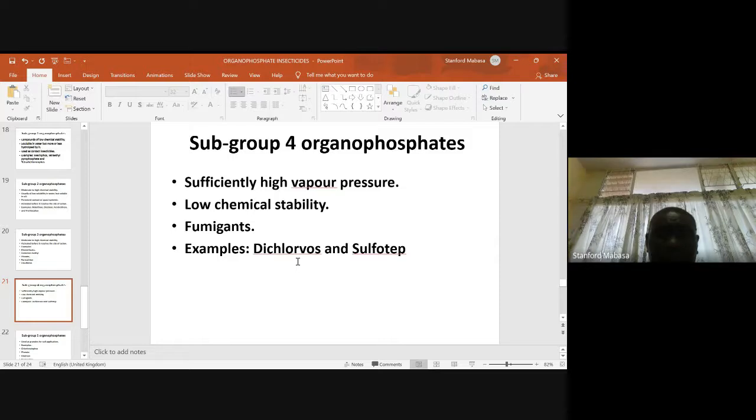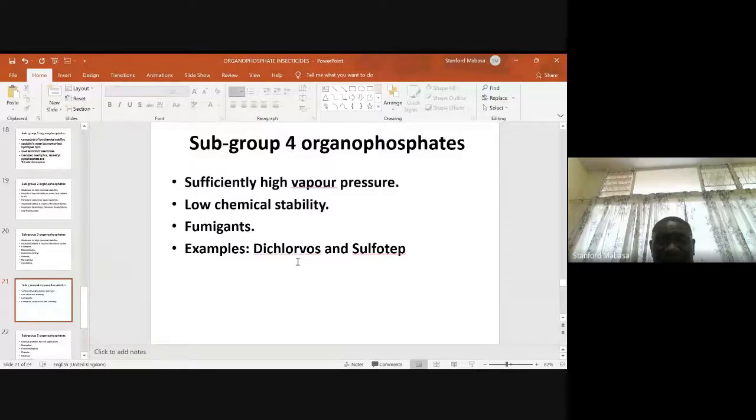Then subgroup 4 organophosphates. These have sufficiently high vapor pressure and low chemical stability. Examples are cyclovos and sulfotep.